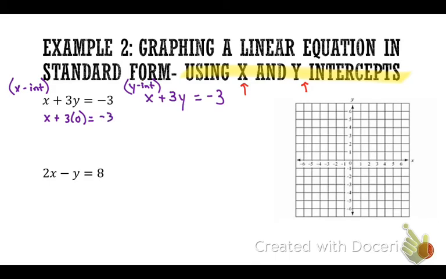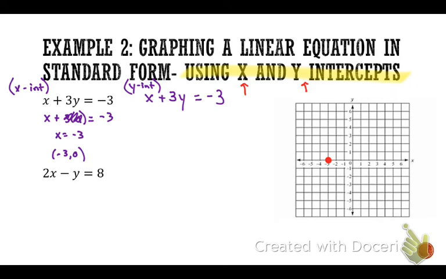Well, what's 3 times 0? Cancels out. So now x equals what? Negative 3. And just like that, I know which value it's going to cross the x-axis. It's going to cross x at negative 3. Well, in order to get negative 3, I have to have a 0 y value. So negative 3, 0 is where this line crosses x.